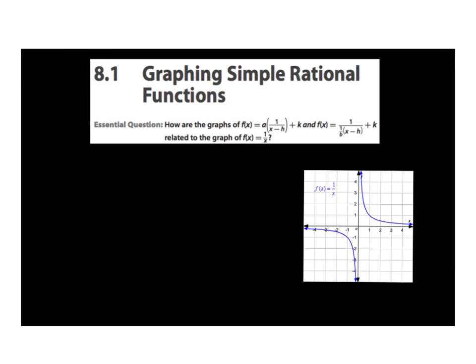Okay, I'm going to try to keep this video short. This is 8.1, graphing simple rational functions. First of all, I want you to take a note that rationals are functions that have fractions in them. So our parent function for rationals is f of x equals 1 over x.